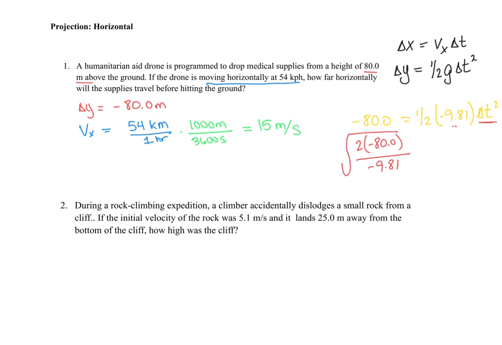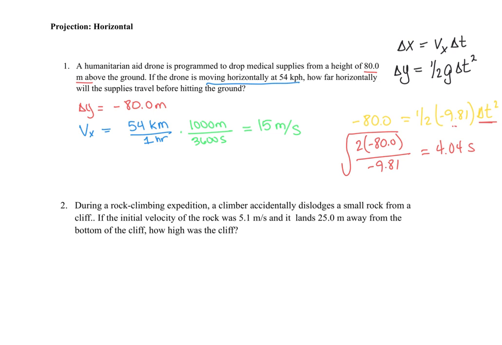Now you can do all of that in your calculator. All right, or you can do the 2 times the 80 divided by the 9.81, and then in your calculator you can do your square root and then grab that answer button, right? And it'll grab the answer of whatever that multiplication division was for you. When you do that, you should get about 4.04 seconds, something like that.